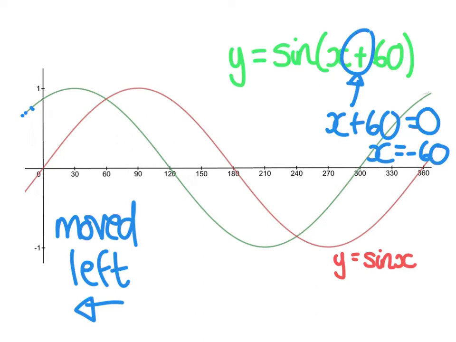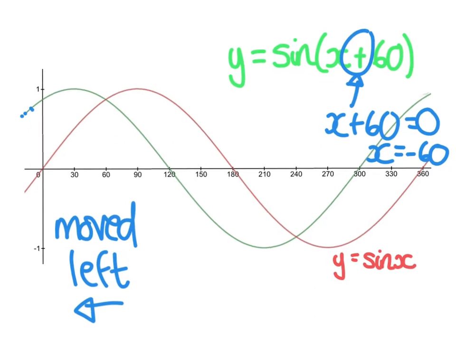Now to decide how far it should have moved, I'd look at this point here. This should be 180, but that's 120. That's moved 60 that way. This should have been 360, but it's actually at 300, so it's moved 60, and that's how you decide the number that goes in the bracket.